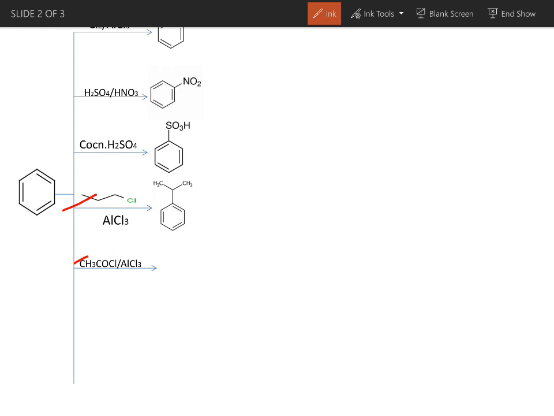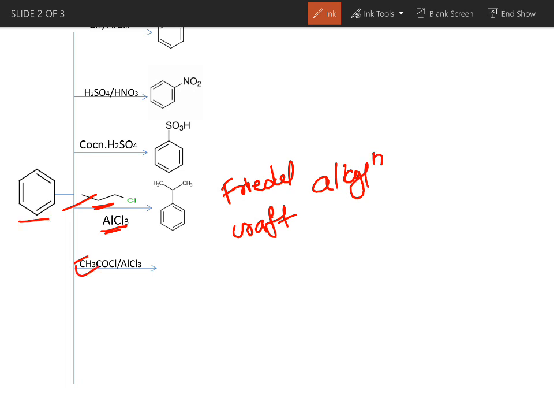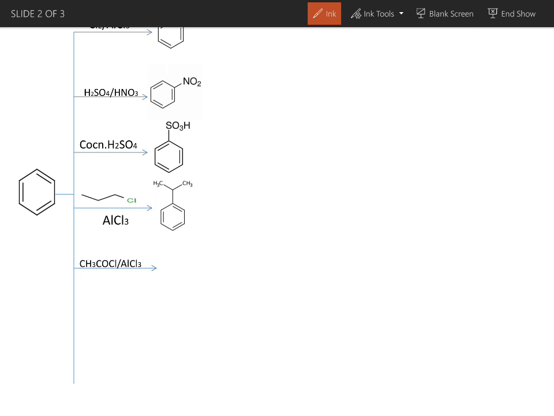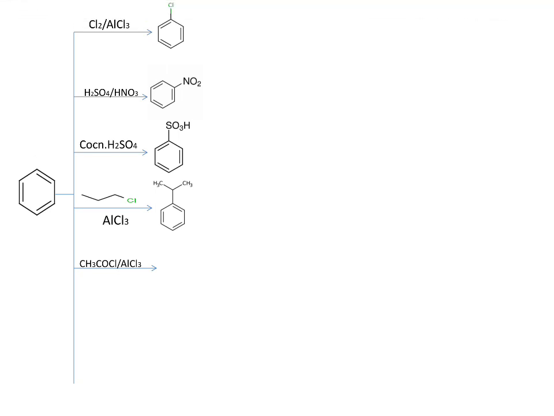The 4th and 5th reactions were worked out by two scientists known as Friedel and Crafts. If benzene is reacted with alkyl halide in presence of Lewis acid, then this reaction is called Friedel-Crafts alkylation. If benzene is reacted with acyl chloride in presence of Lewis acid, then this reaction is called Friedel-Crafts acylation. So these are some important electrophilic substitution reactions of benzene.